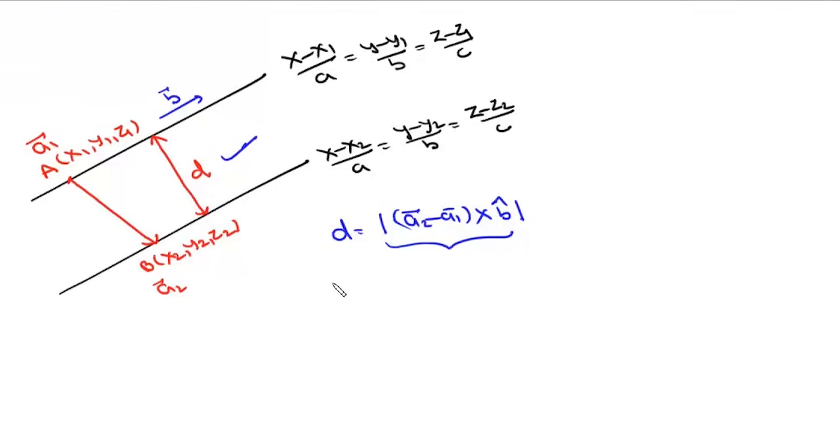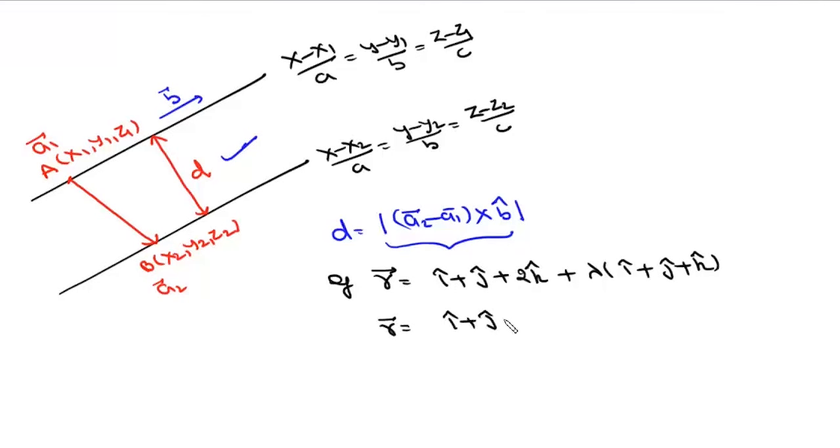Now say for example we are given two parallel lines, and let the first line be R equals i plus j plus 2k plus lambda times (i plus j plus k), and the second line is i plus j minus k plus lambda times, suppose, (i plus j plus k). Since we have the same direction ratios, the two given lines are parallel and thus coplanar. Now this is A1 and this is A2, so we'll find A2 minus A1.